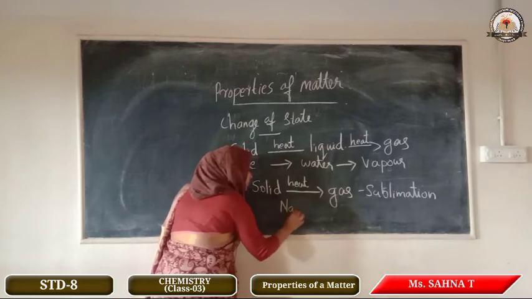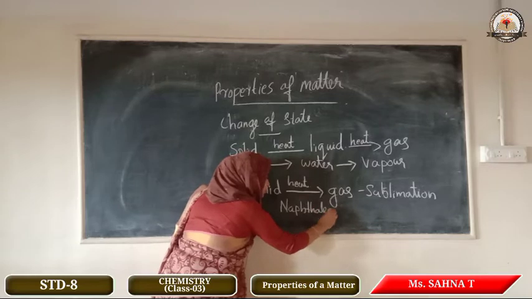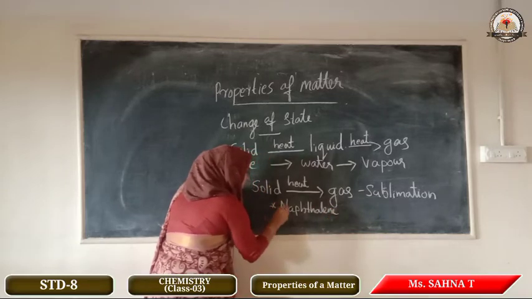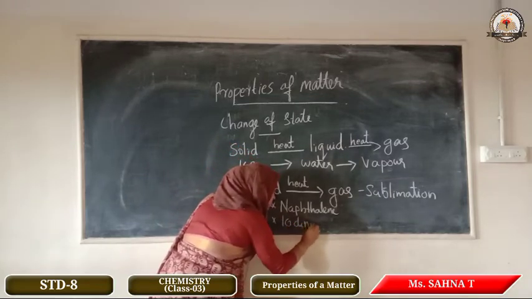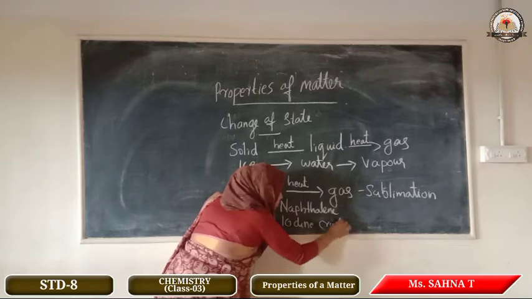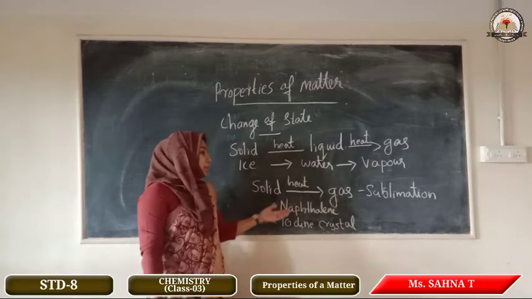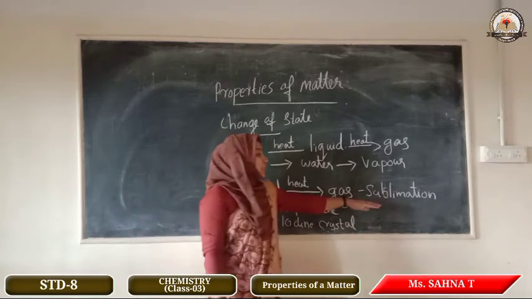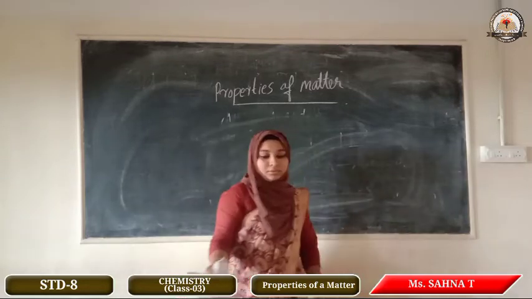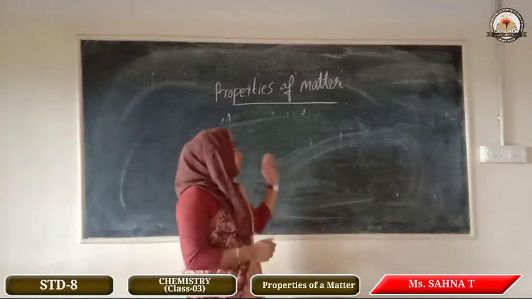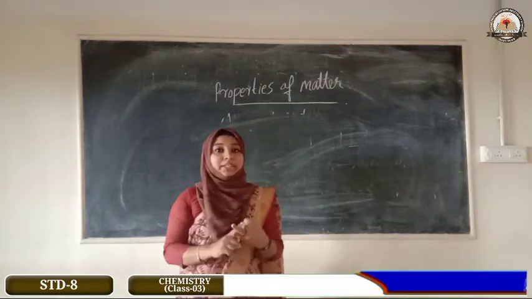Example: naphthalene and iodine crystal. Naphthalene and iodine crystal undergo sublimation. These are examples of solid substances that undergo sublimation. Okay, we discussed change of a state. What is sublimation? Did all of you understand this portion?